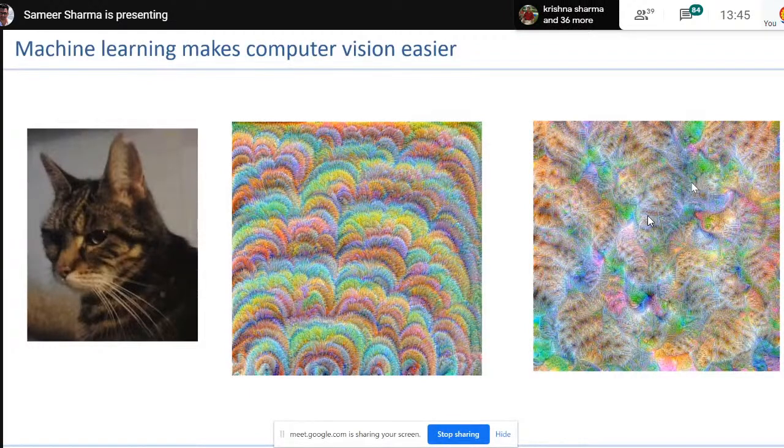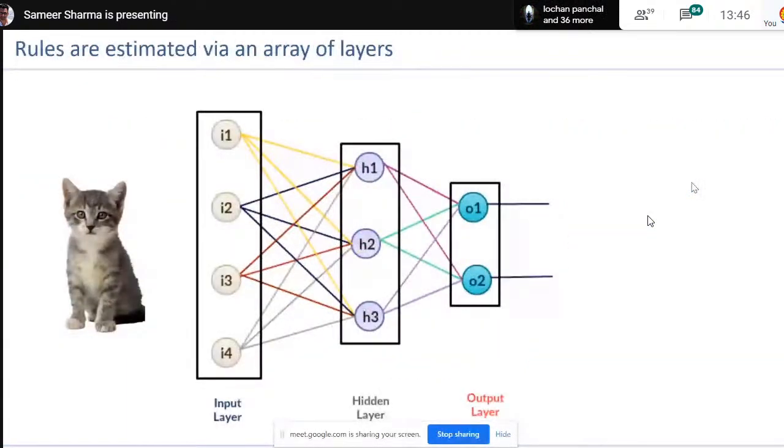The two things are actually the output of middle layers. So the most basic form of neural network has an input layer. The input layer is basically the pixels, so your image is actually the input layer. Then there are hidden layers.